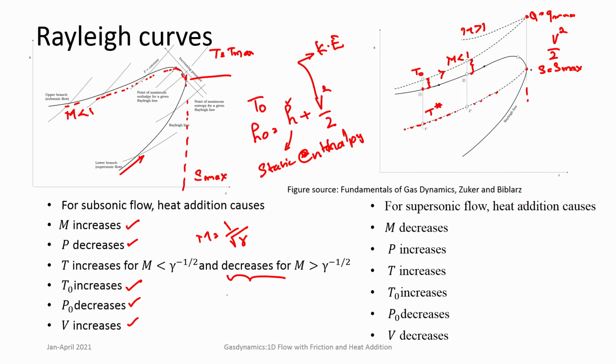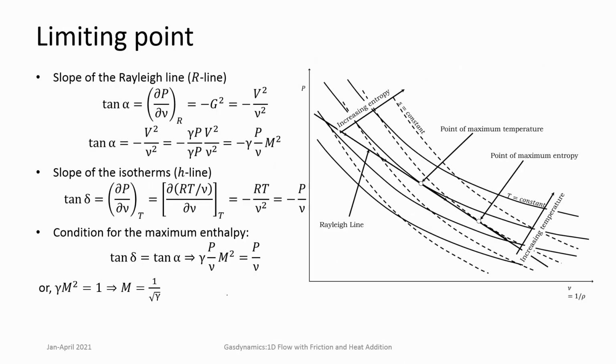Okay. In case of supersonic flow, when you add heat, the addition of heat causes the Mach number to decrease. So, velocity actually decreases, pressure increases, temperature increases, T naught of course definitely increases, P naught also decreases. Okay. So, this is evident from these Rayleigh curves. Now, how do we get to these limiting points? So, this is what was meant.